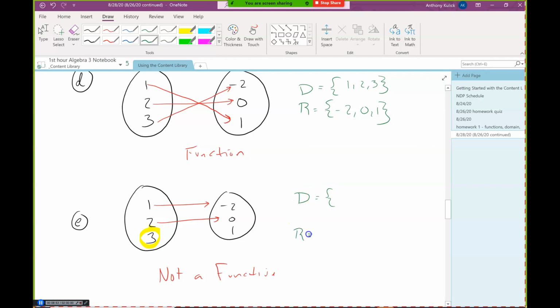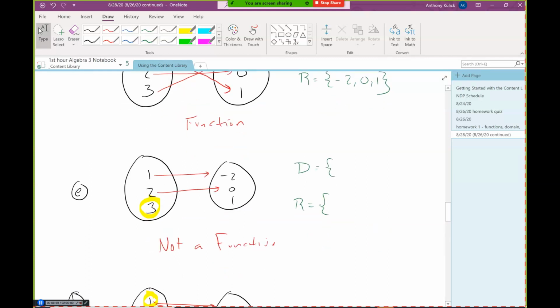So again, this is another finite relation. What would the domain be? 1, 2, 3. Even though 3 doesn't get used, it is drawn in as part of the domain, so it needs to be listed as part of the domain. And the range should be -2, 0, 1. Everybody okay with that idea? Okay.